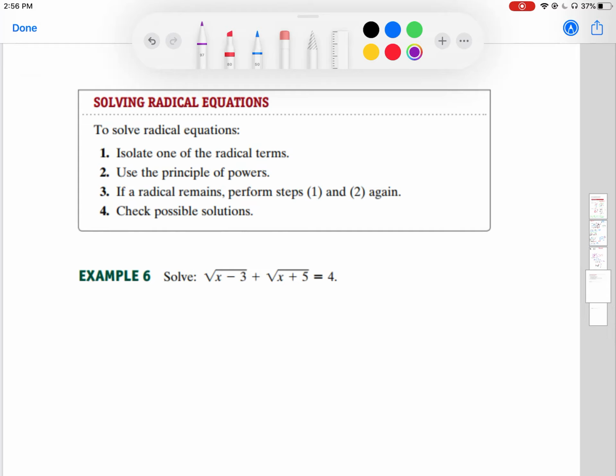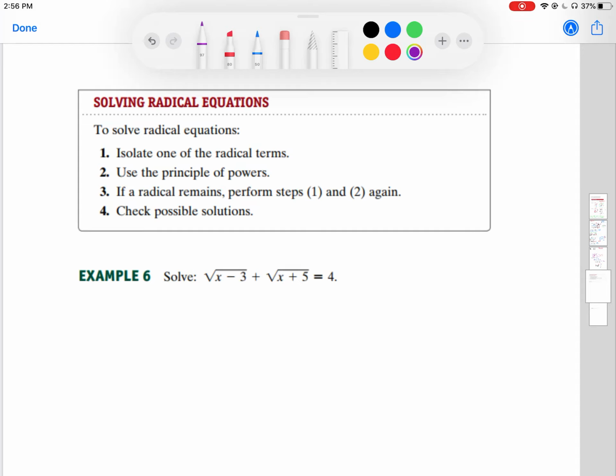Here are some steps to help you solve radical equations. To solve radical equations, one, isolate one of the radical terms. Two, use the principle of powers. Three, if a radical remains, perform steps 1 and 2 again. Four, check solutions. Check possible solutions, because remember, we could get some solutions that do not hold true.